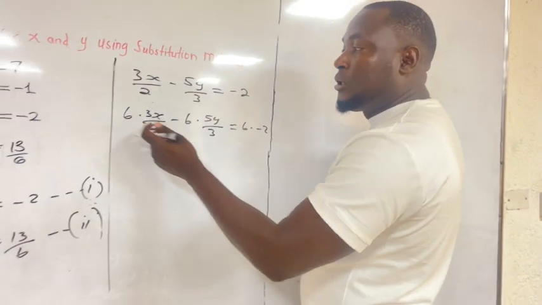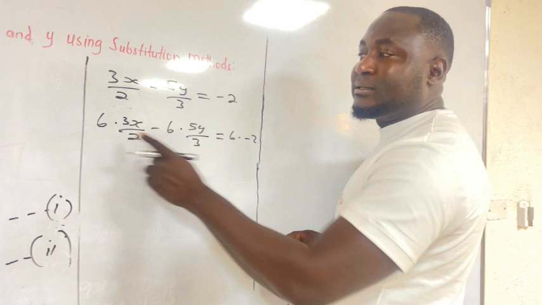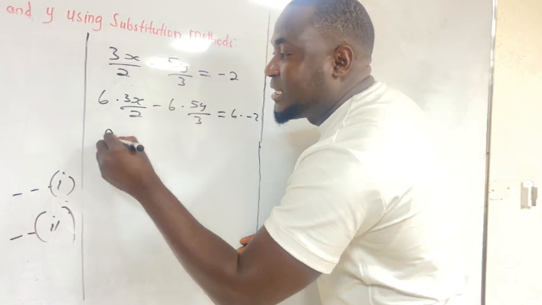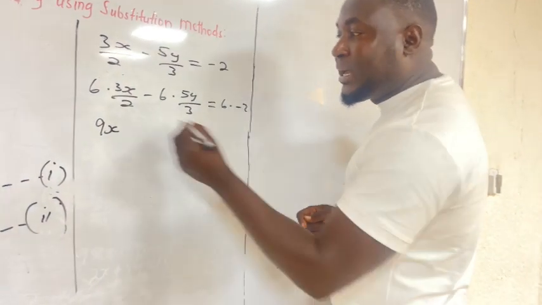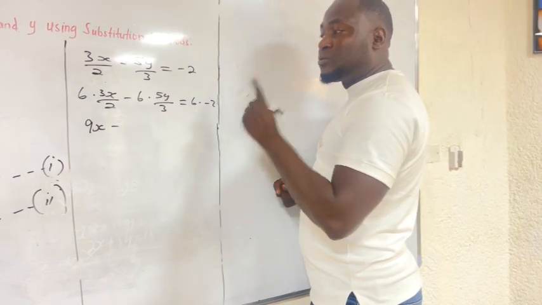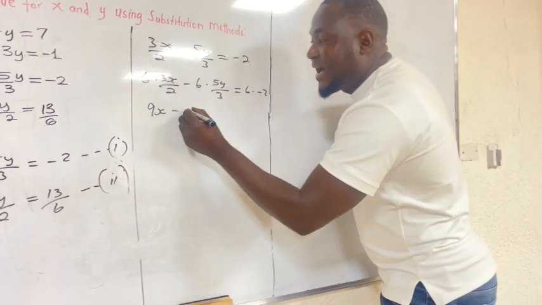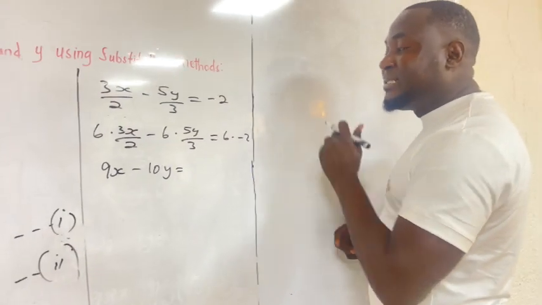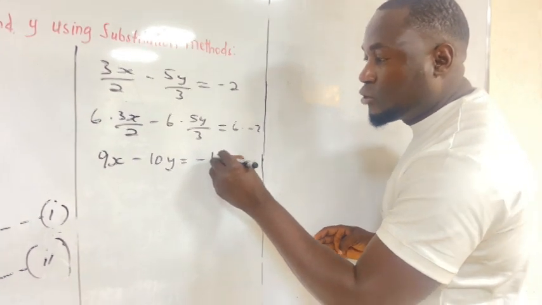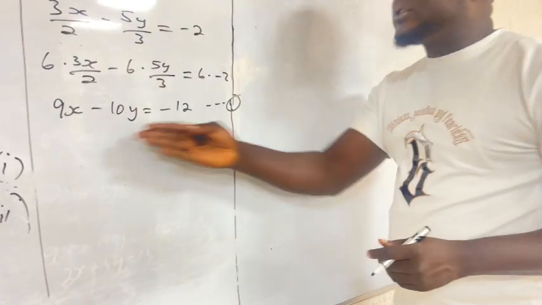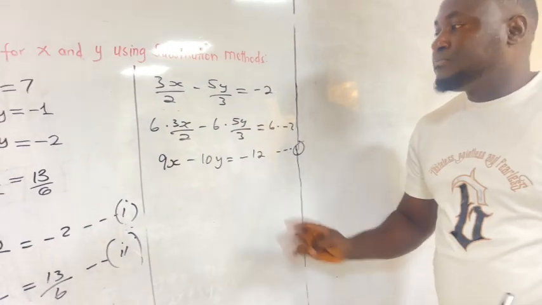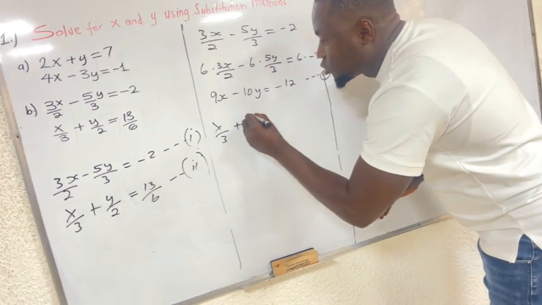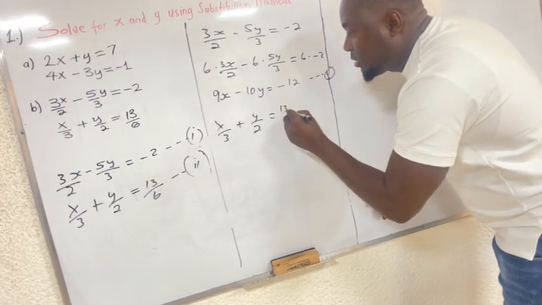So what is going to happen? 2 into itself is 1, into 6 is going to give us 3 times; 3 times 3 is 9x. We come here again: 3 into itself is 1, 3 into 6 is 2 times; 2 times 5 is 10y. Is equal, the same thing: 6 times negative 2 is going to give us negative 12. So this is the equation. Now the fraction part of this equation is gone. Let's look at the second part, which is x over 3 plus y over 2 is equal to 13 over 6.